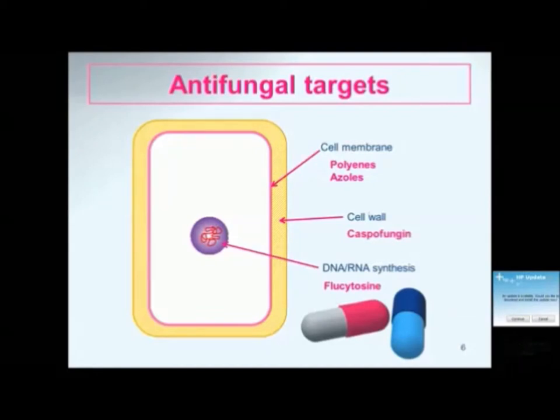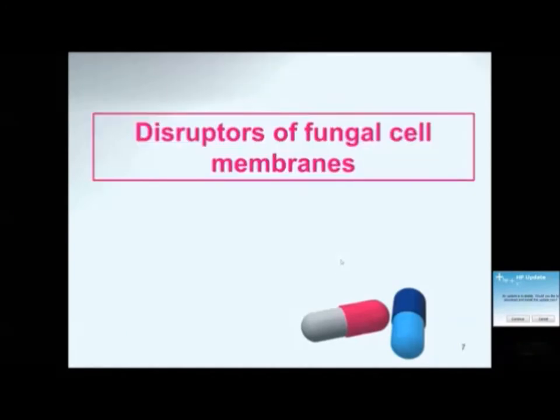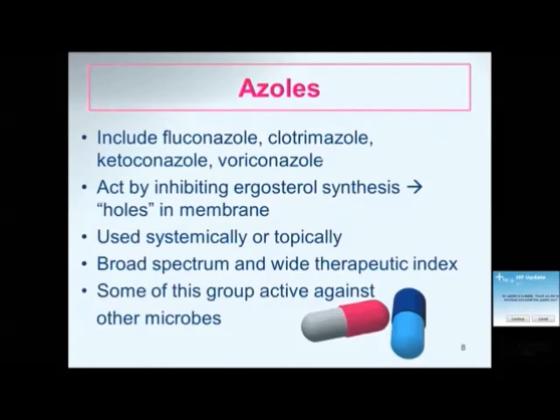And there are antifungal drugs which target the cell wall. Caspofungin is an example. But in terms of the use, it's the ones that target the cell membrane of the fungus, the polyenes and the azoles, which have the most use as antifungals at the moment. So let's have a look at those, the ones which act by disrupting the fungal cell membrane.